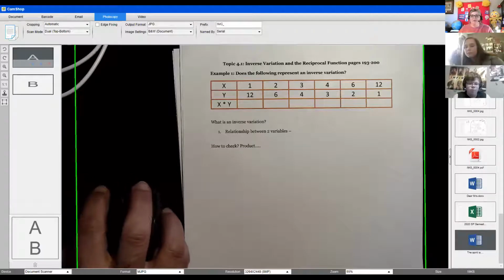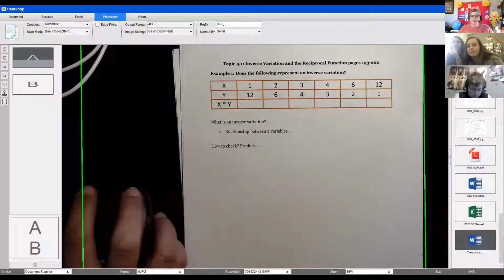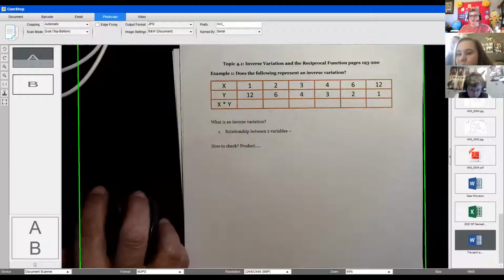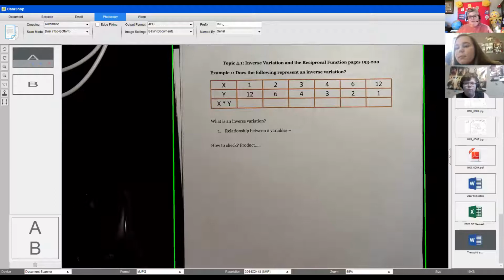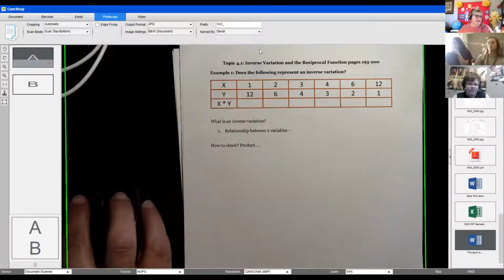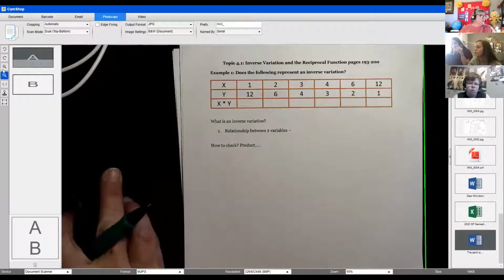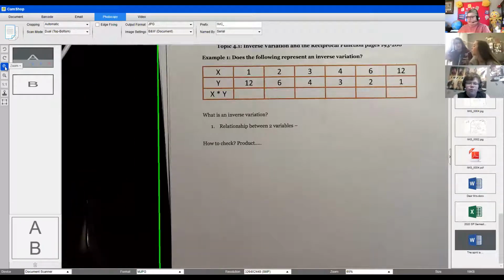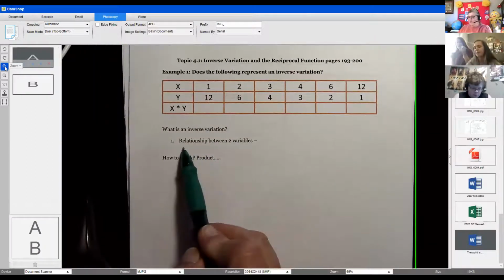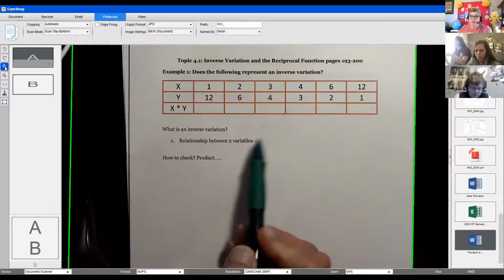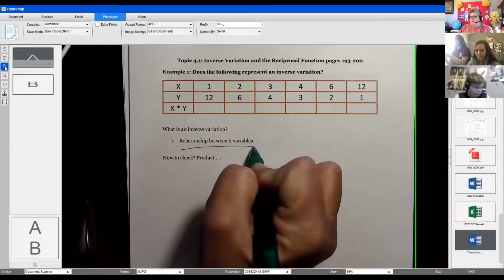So here we have the inverse variation. Can y'all see my screen? Can you see what I'm pointing at? Okay, great. So inverse variation is a specific type of relationship. And that's one of the most important things that I want you to take away from what is an inverse variation. It is a relationship between two variables.